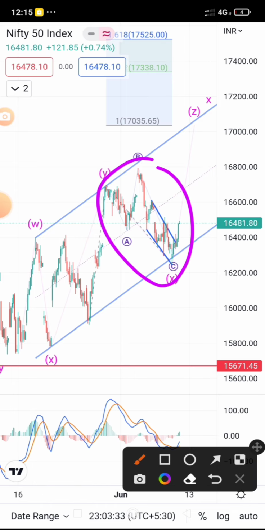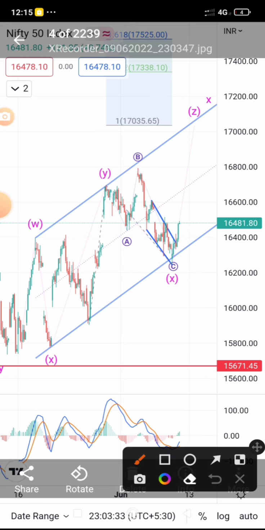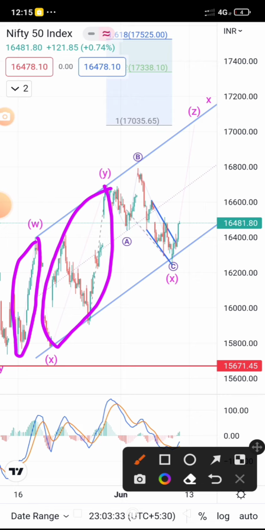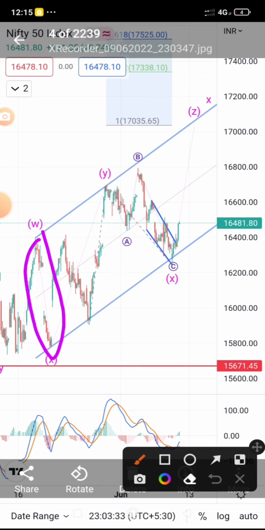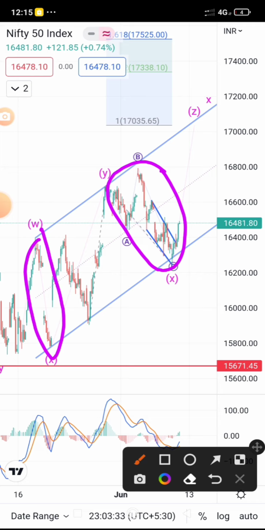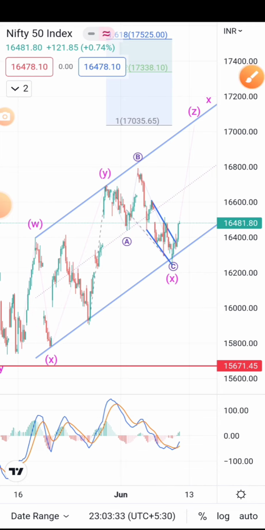And here the X wave looks to be an expanded flat correction. It really fits well. So this W was a zigzag, this Y was a flat correction, and then again this could be a zigzag wave going on the upside as a Z wave. Similarly, X wave here is a zigzag correction, and XX wave here is an expanded flat correction. So this follows the alternation rule.